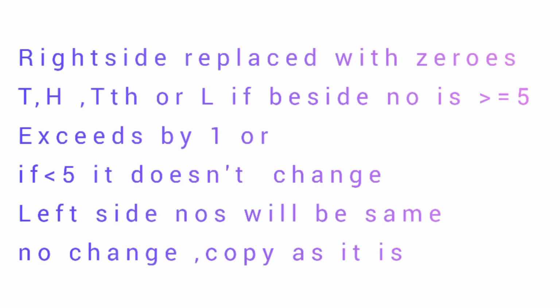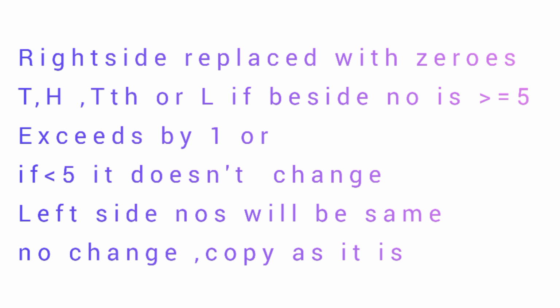Let's sum up the sums. Whenever we are rounding off a number, the right side numbers will be replaced with zeros, and for the place we are rounding off, that is the tens place or hundreds place or the 10,000s place or the lakhs place, we will check the beside number. If it is greater than or equal to 5, then that number will increase by 1. Or if it is less than 5, then it does not change. The number in the tens place, hundreds place or thousands place will be the same.